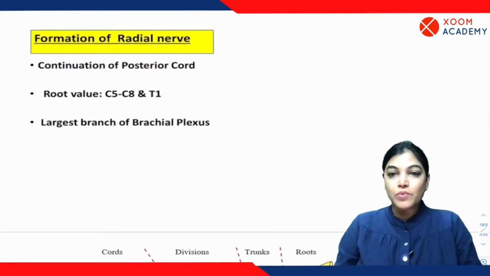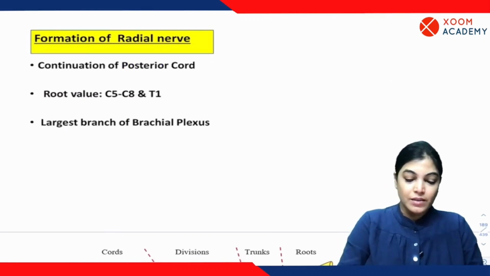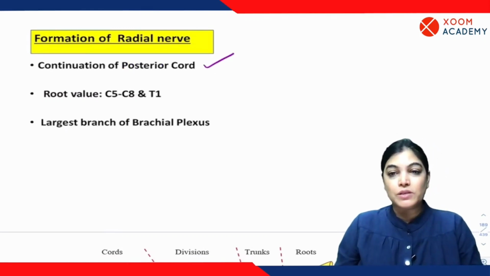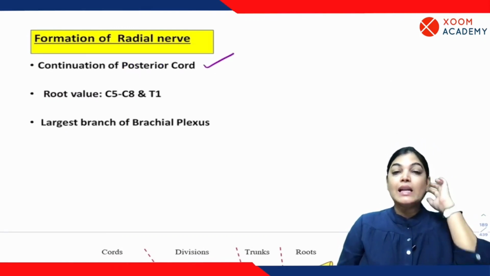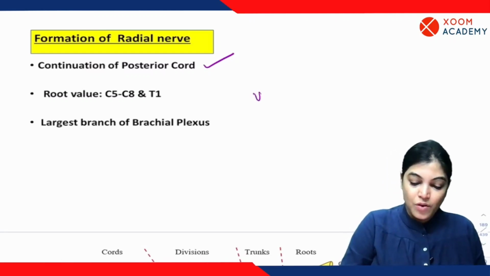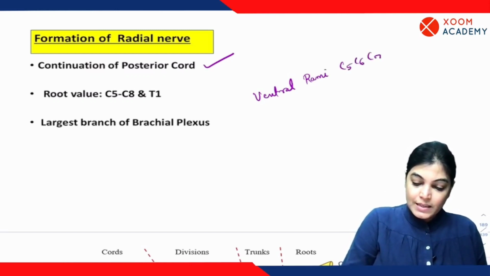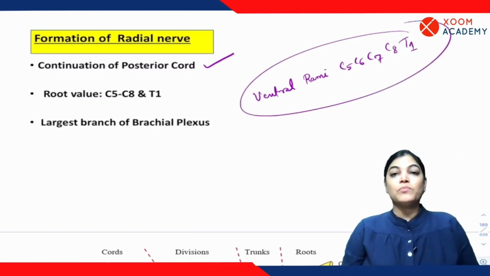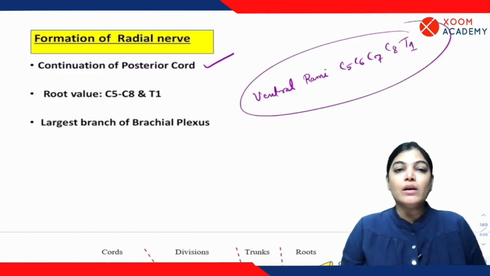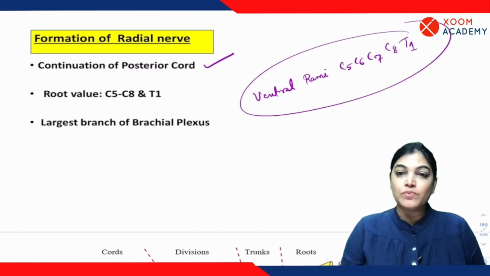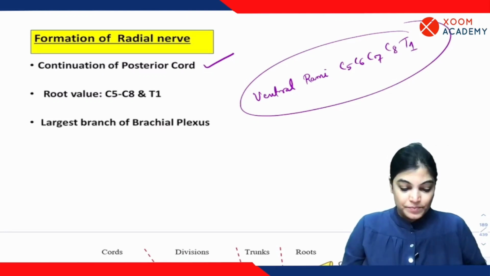If I talk about the formation of the radial nerve, it's actually the continuation of the posterior cord of the brachial plexus. It's the largest branch of the brachial plexus and it is formed by the ventral rami of C5, C6, C7, C8 and T1. So this is one of the largest branches of the brachial plexus, formed by the ventral rami of all these cervical nerves, that is C5, C6, C7, C8 and also T1.